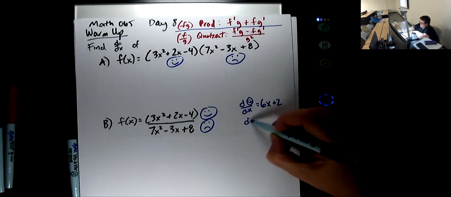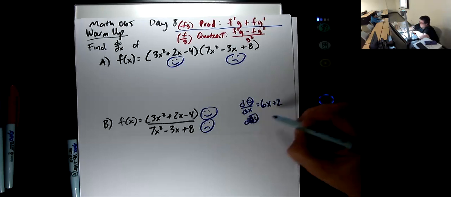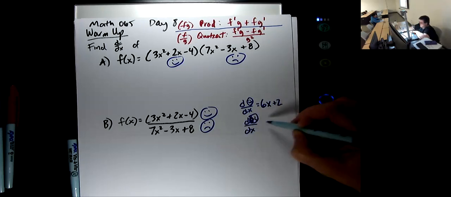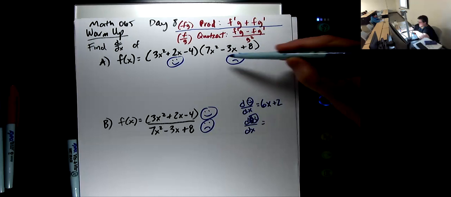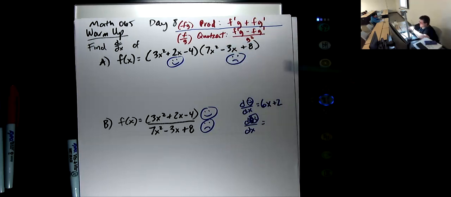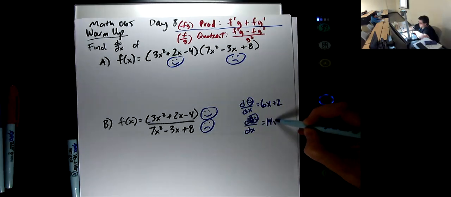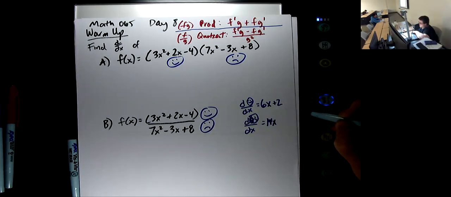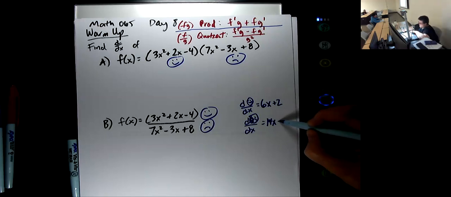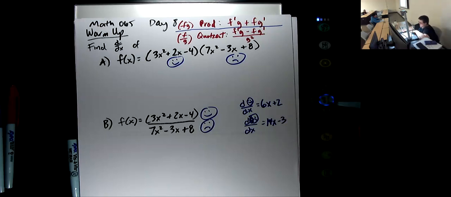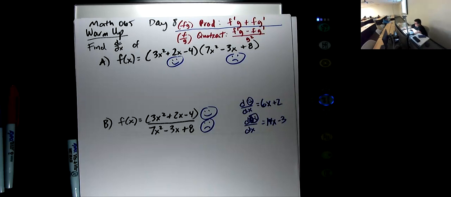And then d frowny face dx. Make that a little bit bigger. We do the same process. We bring the 2 down, multiply it by the 7, we get 14. The exponent drops down to 1. Then we come over to the 3x, the exponent is 1, we bring it down. 3 times 1 is still just 3. The exponent drops to 0, and x to the 0 is 1, so we don't have any more x's there, and the 8 goes away.